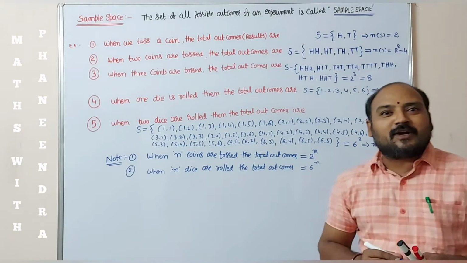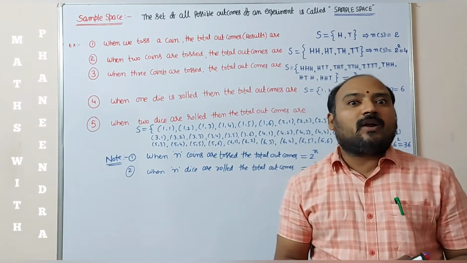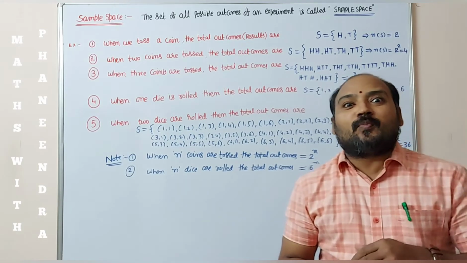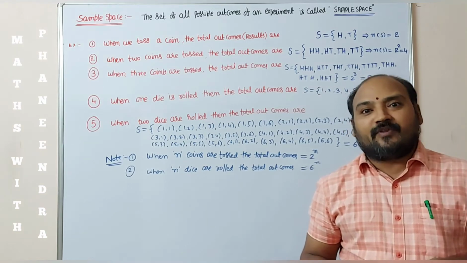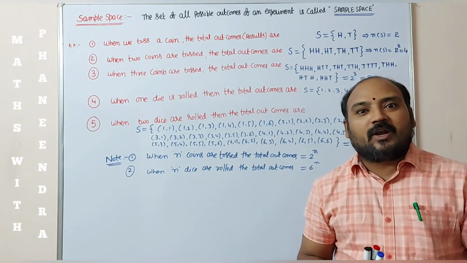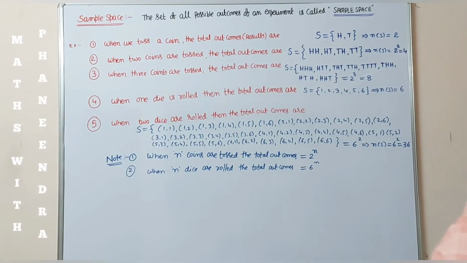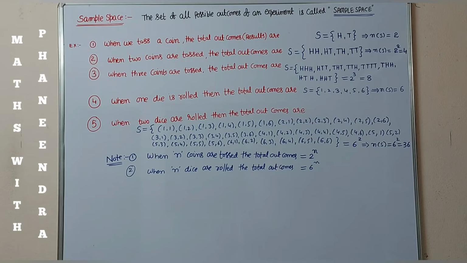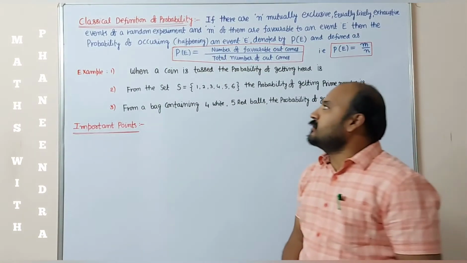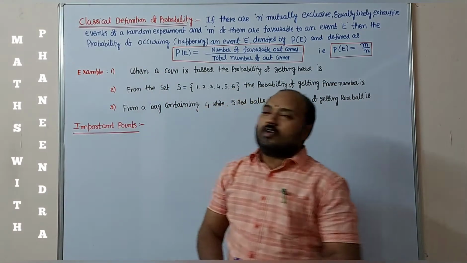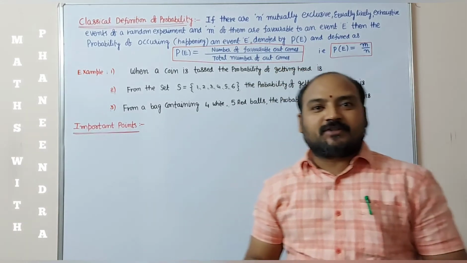I hope you people understand about sample space and examples and different concepts and the definition of probability. Mathematical definition of probability I am going to discuss in this. The next concept, dear students, classical definition of probability. This is the definition of probability we are discussing.